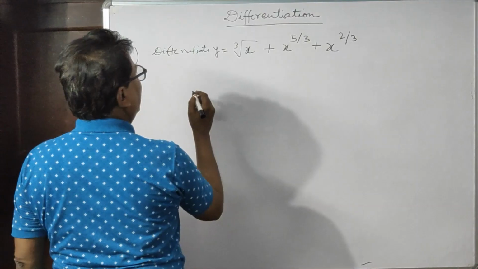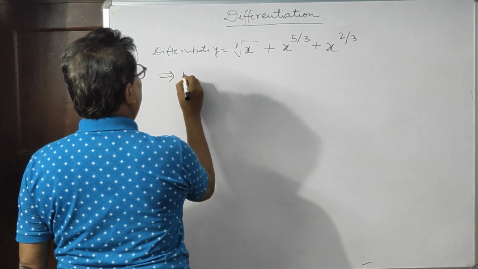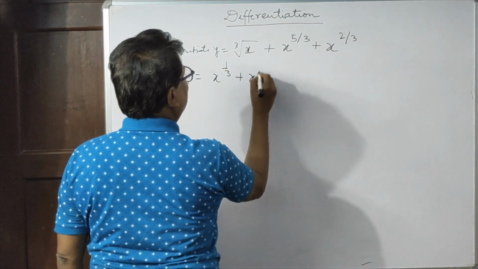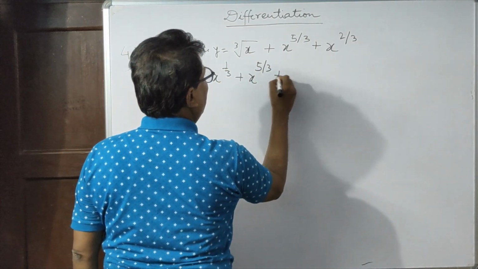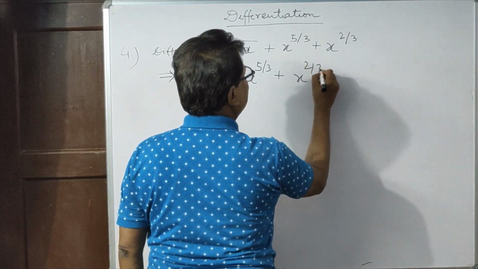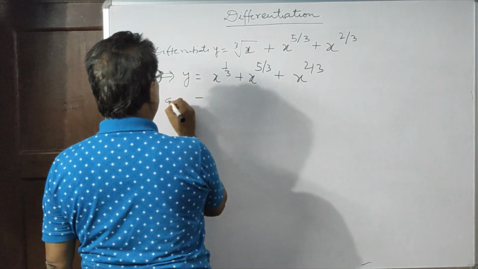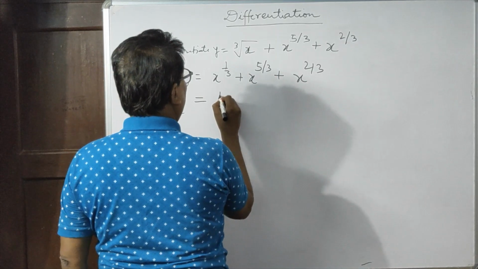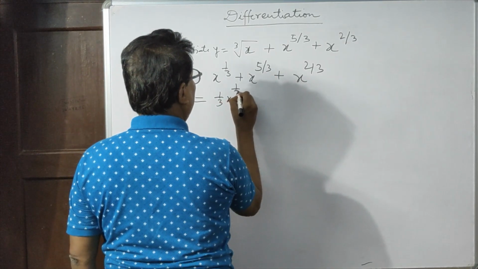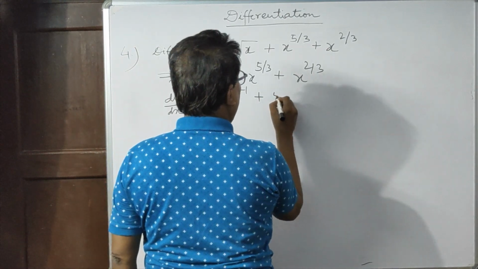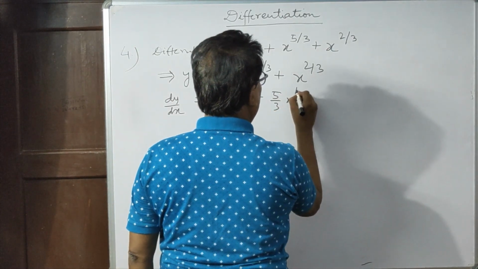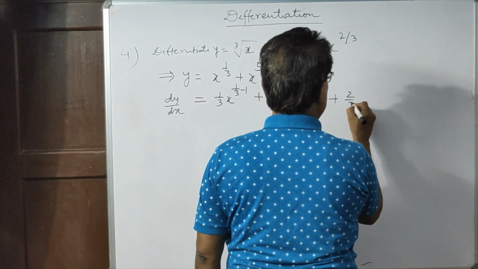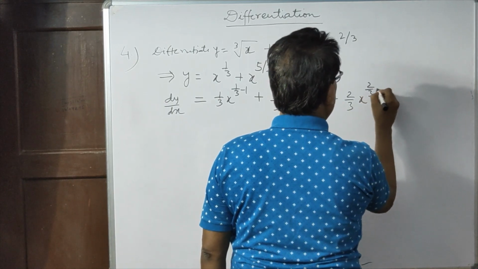The fourth problem, we can write this as y is equal to x to the power 1 by 3 plus x to the power 5 by 3 plus x to the power 2 by 3. Then this will be given by dy by dx is equal to 1 by 3 x to the power 1 by 3 minus 1 plus 5 by 3 x to the power 5 by 3 minus 1 plus 2 by 3 x to the power 2 by 3 minus 1.